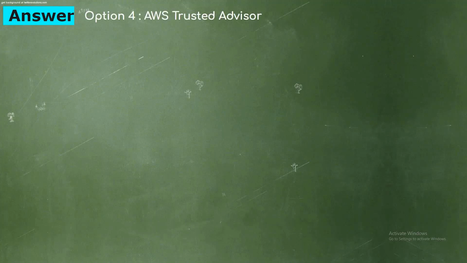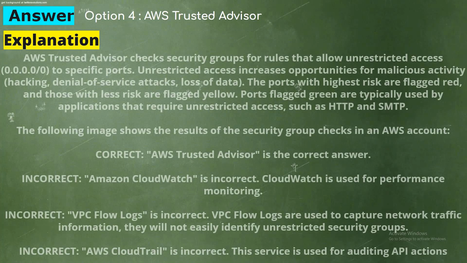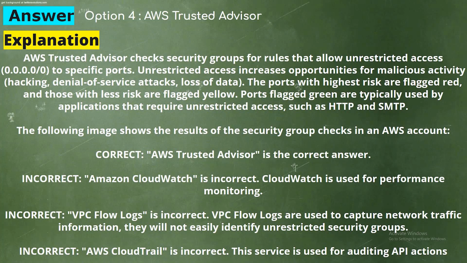AWS Trusted Advisor. Explanation. AWS Trusted Advisor checks security groups for rules that allow unrestricted access, 0.0.0.0/0, to specific ports. Unrestricted access increases opportunities for malicious activity, hacking, denial of service attacks, and loss of data. The ports with highest risk are flagged red, and those with less risk are flagged yellow. Ports flagged green are typically used by applications that require unrestricted access, such as HTTP and SMTP. The following image shows the results of the security group checks in an AWS account. Correct. AWS Trusted Advisor is the correct answer.